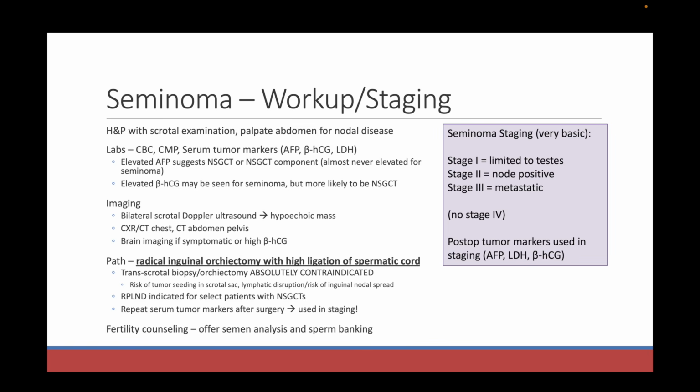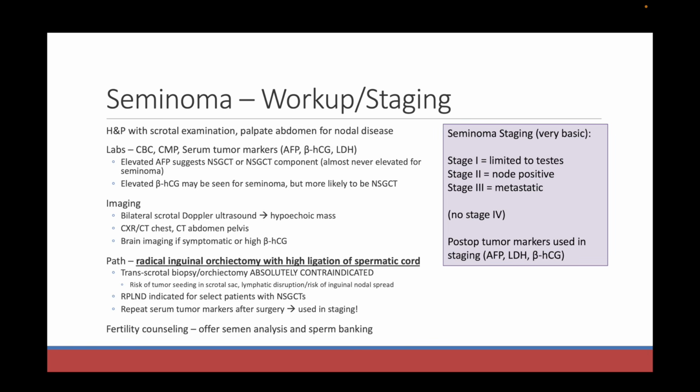Labs, you want to get CBC, CMP, and the serum tumor markers are very important: AFP, beta HCG, and LDH. And these need to be done both before and after surgery because post-operatively, these serum tumor markers actually affect the staging. Now, as far as what to expect, if you have elevated AFP, that strongly suggests a non-seminomatous germ cell component because it's almost never elevated in a pure seminoma. An elevated beta HCG may be seen for seminoma, but if it's elevated a lot, it's more likely to be a non-seminomatous germ cell tumor.